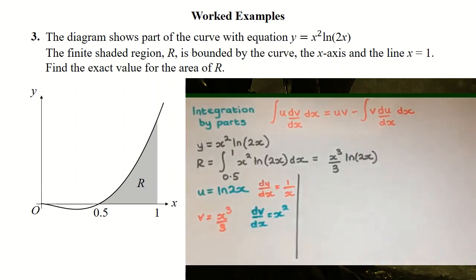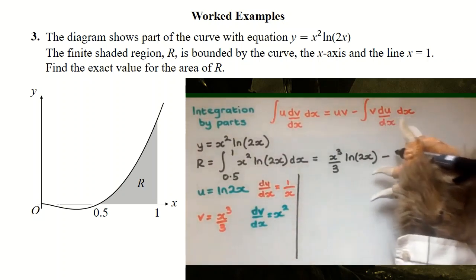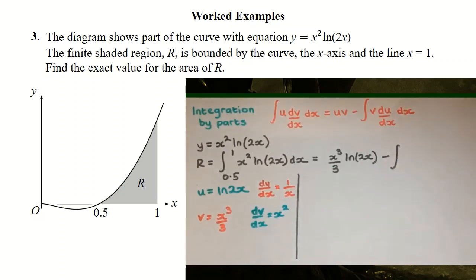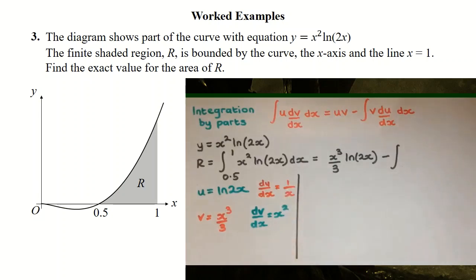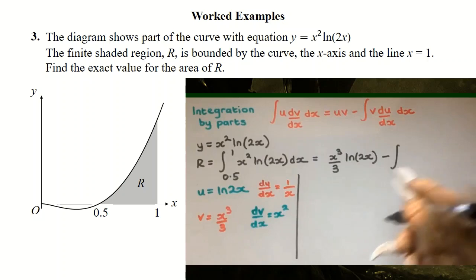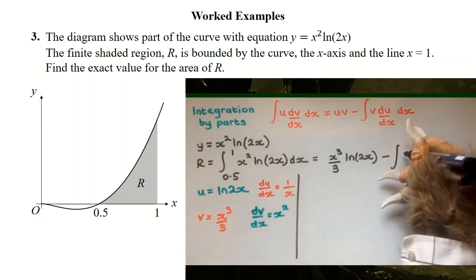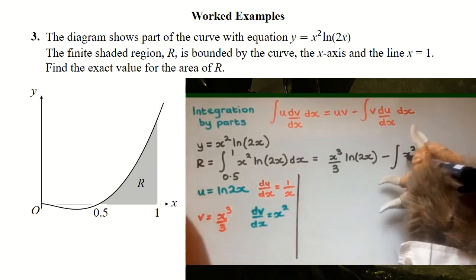Okay, subtract the integral of v du by dx. Now if you just look at what we've got here for v and du by dx, I've got x cubed in the numerator and 1 over x, or what I should have said was x in the denominator for du by dx. So the power of x here is going to cancel. So when I multiply them together, I'm going to be left with x squared over 3 and then dx.